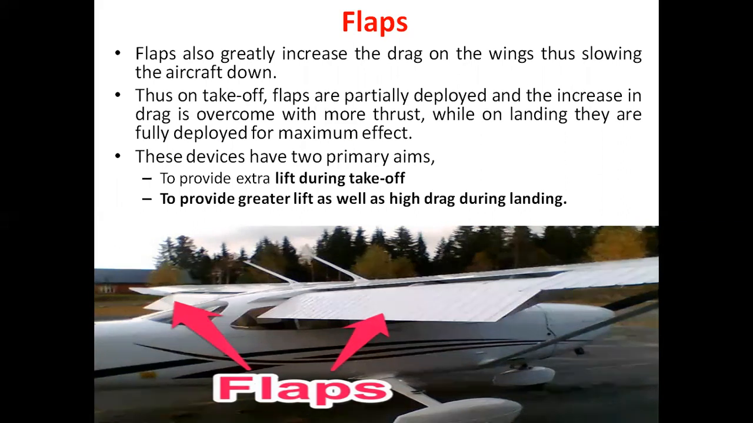So, the drag produced by the deployment of the flap will be overcome by the thrust. While at the time of landing, the flap will get fully deployed. Lift will also get produced by the deployment of the flap, but we will get the maximum drag, which is helpful to slow the aircraft during landing time. This is the greatest advantage of a flap used during the landing time. So now, first position: at takeoff time the flaps are partially deployed, and at landing time the flaps are fully deployed.